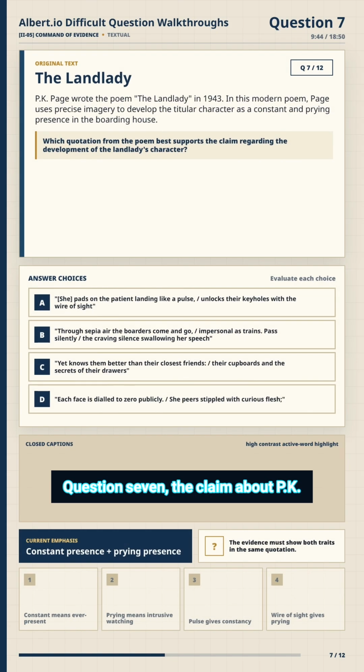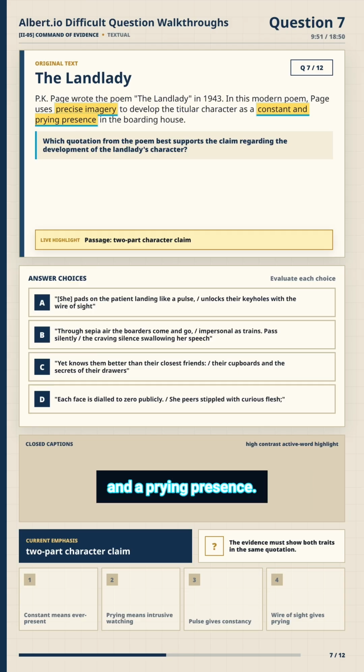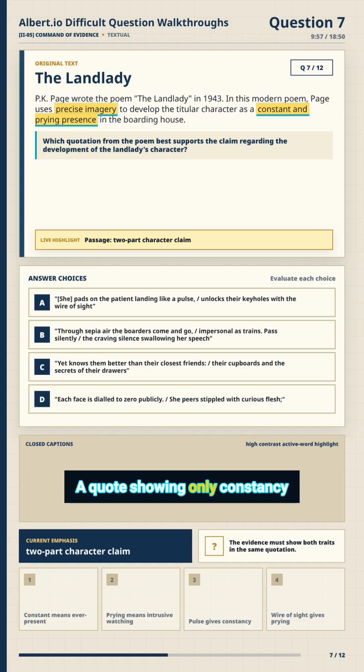Question 7. The claim about P.K. Page's poem has two specific descriptors. The landlady is a constant presence and a prying presence. These are two distinct character traits, and the correct evidence must illustrate both. A quote showing only constancy or only prying is incomplete.